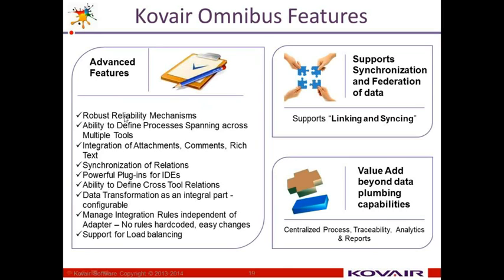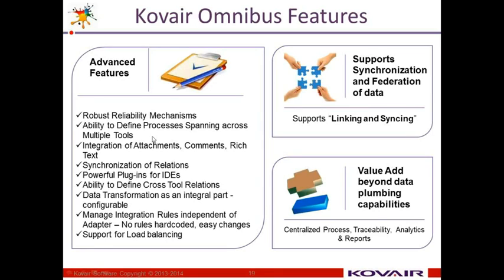So the first point is robust reliability mechanisms. Since this is based on SOA, a lot of components communicate with each other. And we make sure that the communication among these components is reliable. The next point is ability to define processes spanning across multiple tools. So with the help of Kovair Omnibus, you can define automated workflows spanning across multiple tool boundaries.